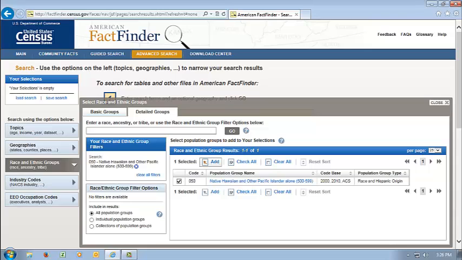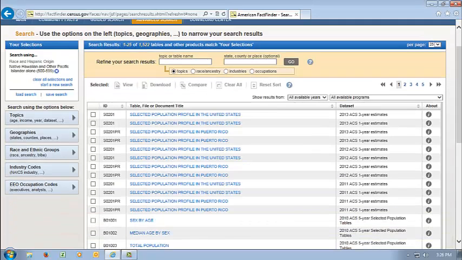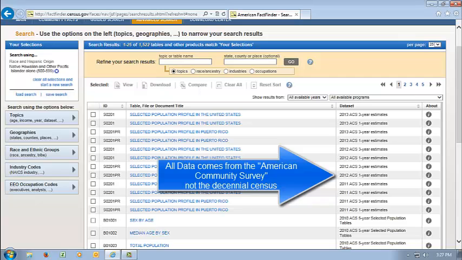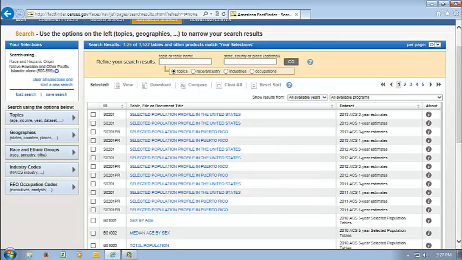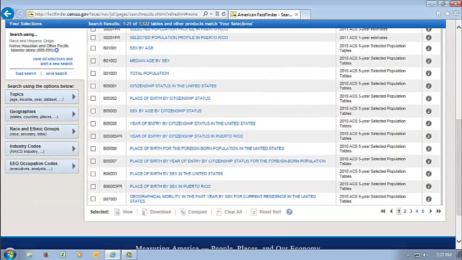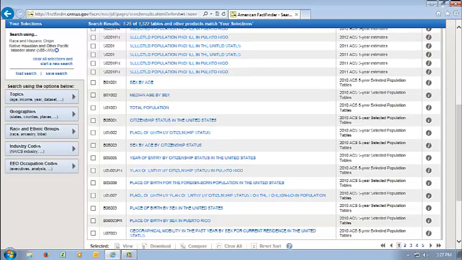Now, if I click Add to my selection up here, I can close this window now. It's limited the tables that I'm looking at to just those that pertain to Native Hawaiian and other Pacific Islander. And we have a very, very large amount of tables here. Some of these are basic demographic data, like how many of them there are or how many males there are versus females. Some of these are very specific. For instance, total drive time to work.